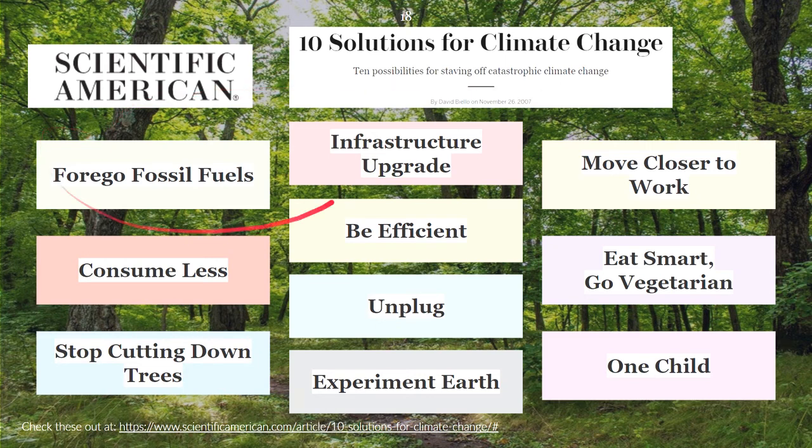This is from Bielo, published in 2007. First would be to forgo fossil fuels. He mentioned in his article that we should totally stop burning fossil fuels and look for alternative sources of energy. Infrastructure upgrade: to make our buildings, our schools and houses more eco-friendly, or more environment friendly. Move closer to work so that you will not have to use a car or public transportation, which lowers the burning of fossil fuels.